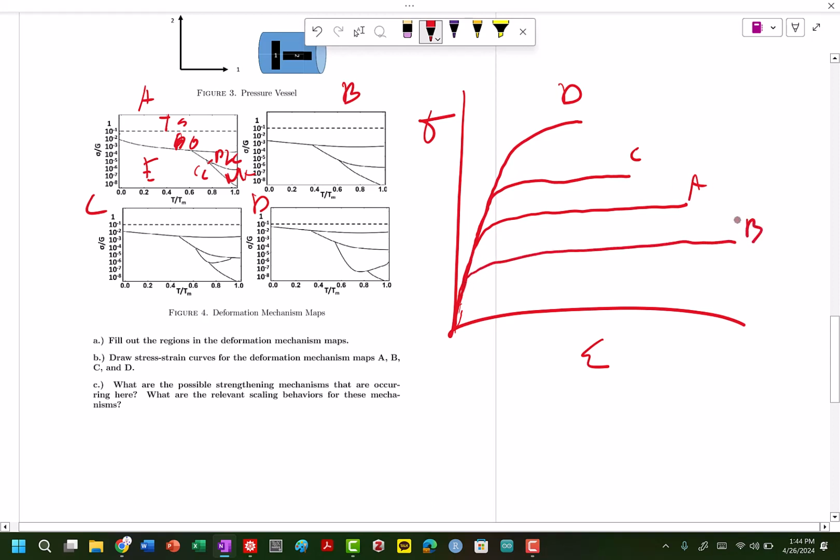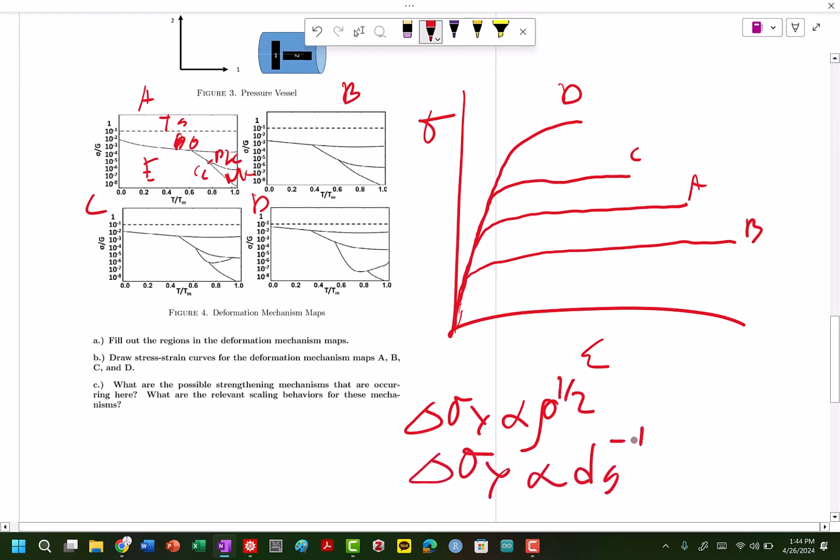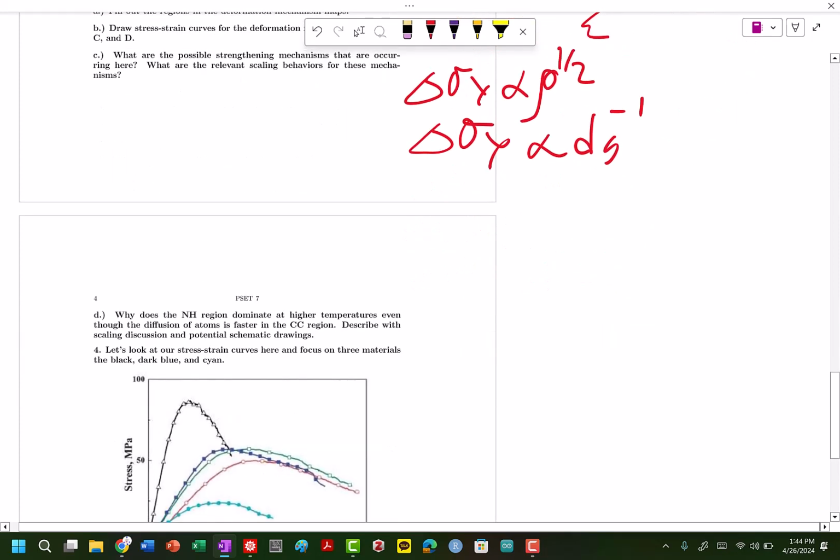There we go. What are the strengthening mechanisms? It's going to be either work hardening, which scales as dislocation density to the 1/2 power, or grain size strengthening, which scales as d_g to the -1/2. Excellent. Why does it dominate at higher temperatures?